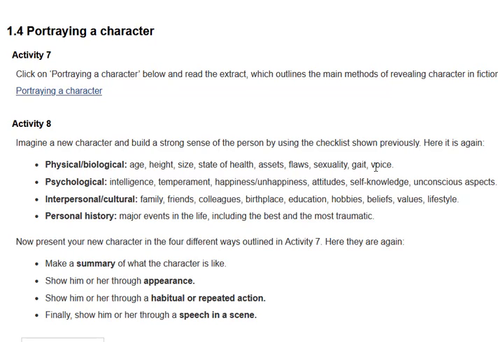Okay, for every good hero, he needs some kind of conflicting, opposing antagonist in order for him to have conflict in the story. So then you fill out the same chart. Okay, what is the villain going to be? What's his age? What's the height?